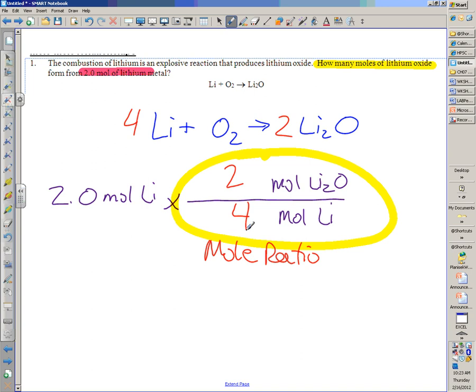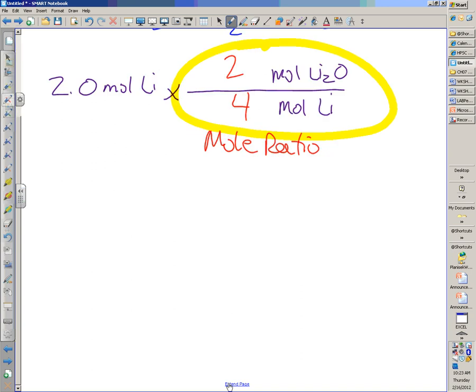Mathematically, I don't necessarily care how you handled it, but I'm going to write it this way to make the point of the mole ratio. From the balanced equation, if we start with 4 moles of lithium, we're going to end up with 2 moles of lithium oxide. Remember we said that moles and molecules are kind of interchangeable. So from this point, it's just a math problem. You do it however you want to do it, and you should end up with 1 mole of lithium oxide.